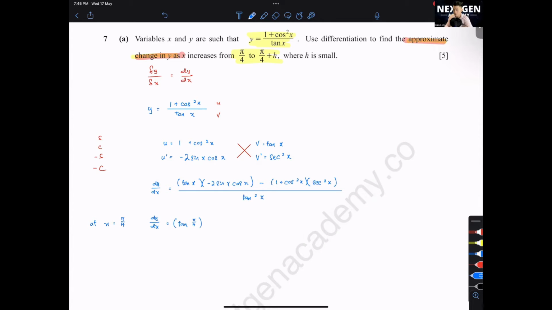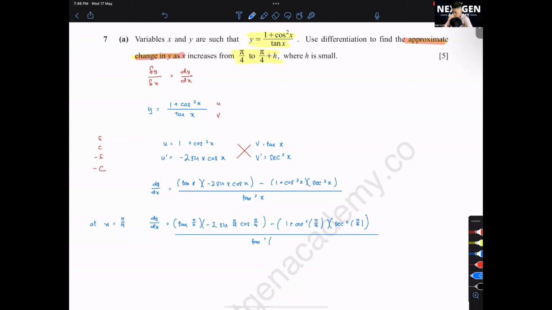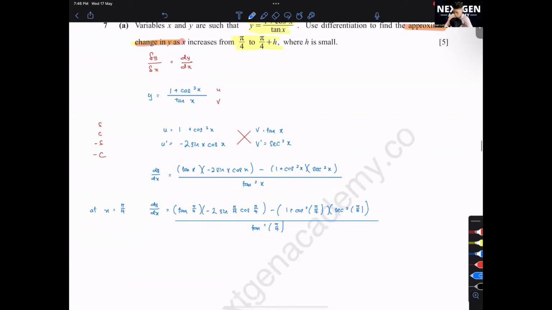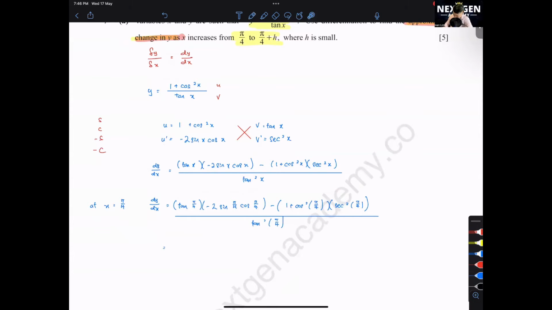But to be safe, this is what I do: I find one part at a time, because I'm not going to type the entire thing into the calculator straight away. Very hard to type. Even for myself, I will get confused a little bit. So I will break it down part by part like this. What do I mean? Write down the calculation here first: 1 plus cos square pi over 4, and here will be secant square pi over 4 over tangent square pi over 4. Instead of typing this entire thing in the calculator, break it down part by part.